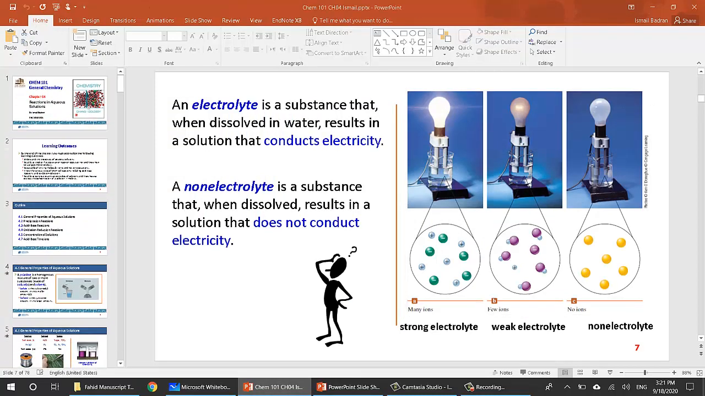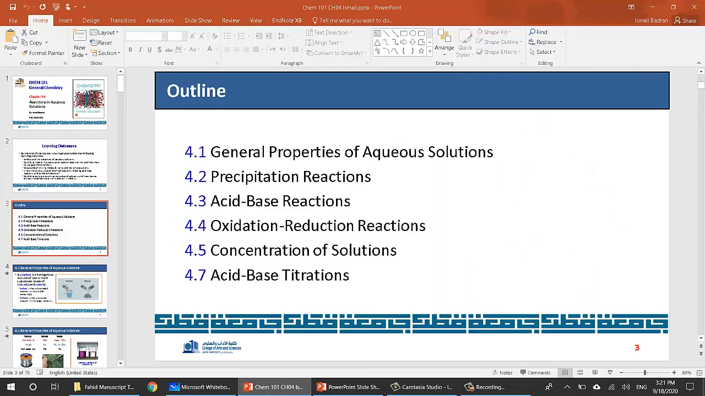So this chapter will talk about general properties of aqueous solutions, and we will also talk about precipitation reactions and acid-base reactions, and this is where the first exam goes up to. So the first exam is up to section 4.3. Acids and bases are included in the exam. The rest of the chapter will talk about oxidation reduction reactions, the concept of concentration, and acid-base reactions.